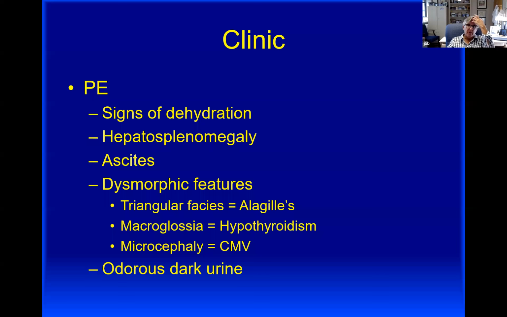In clinic, look for the signs of dehydration on your exam. Look for hepatosplenomegaly. Look for ascites. Look for the dysmorphic features like the triangular facies of Alagille, along with the other things of Alagille. Macroglossia of hypothyroidism. Microcephaly, CMV, and other TORCH infections, and an odorous dark urine, which is also kind of telling you dehydration.